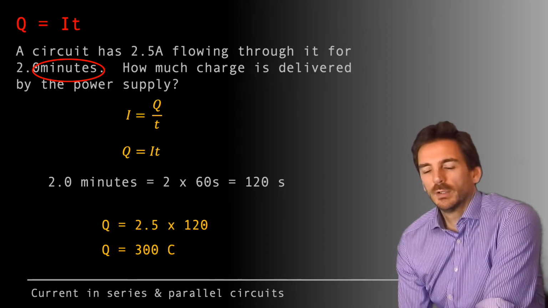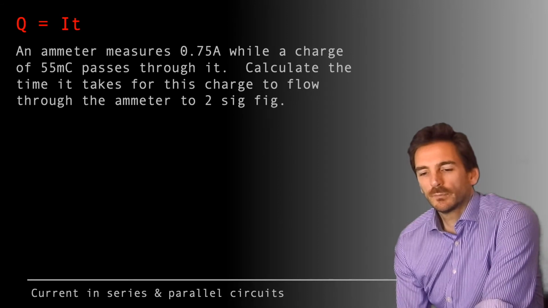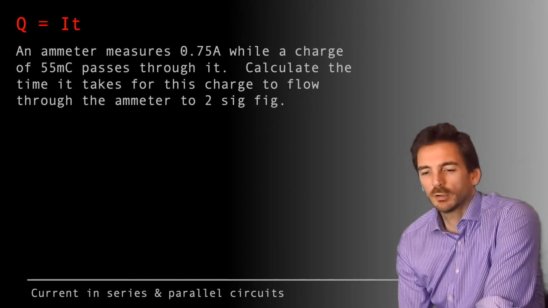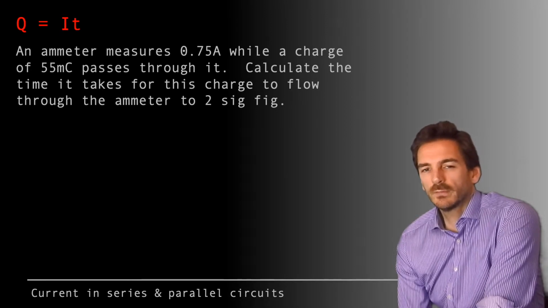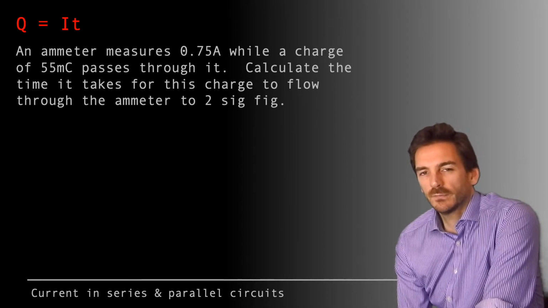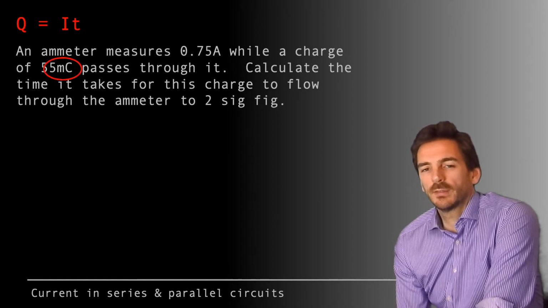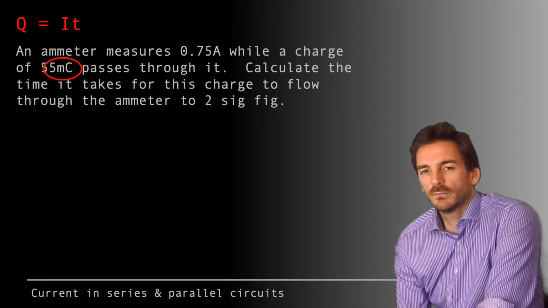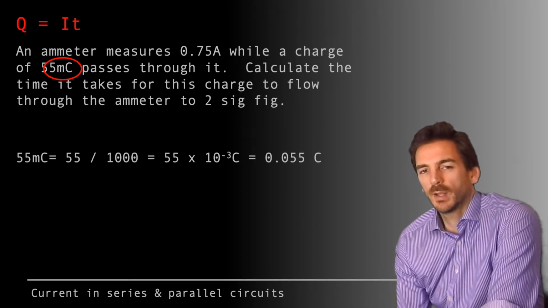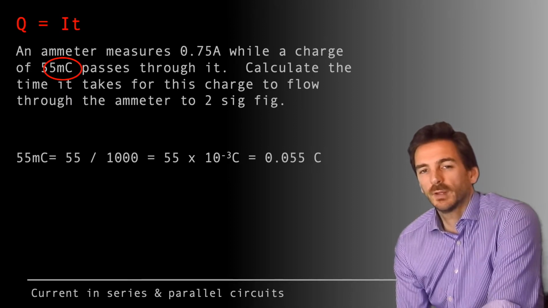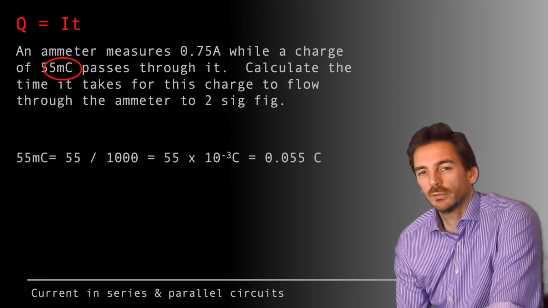Last example, an ammeter measures 0.75 amps, with a charge of 55 millicoulombs flowing through it. But we've got to give our answer to two significant figures, so there's another layer of complexity here. First thing though, done that thing again, millicoulombs: convert millicoulombs into coulombs, divide by 1,000. So 55 millicoulombs is 55 times 10 to the minus 3 coulombs using standard form.